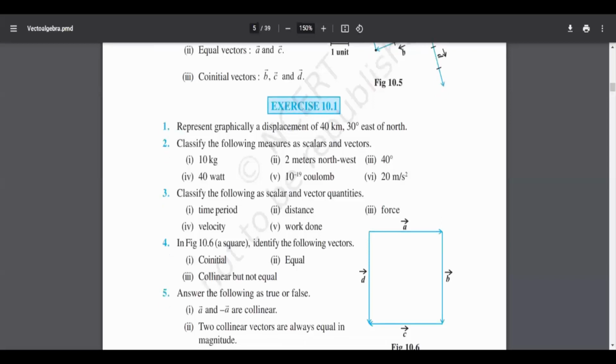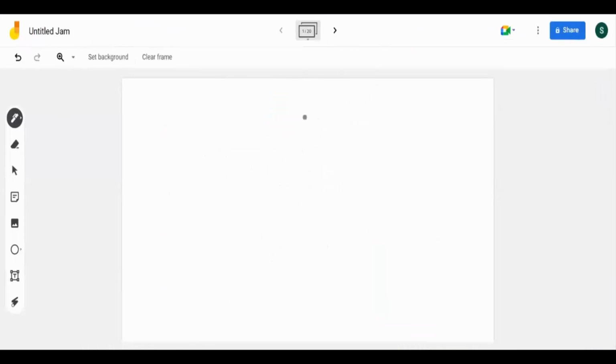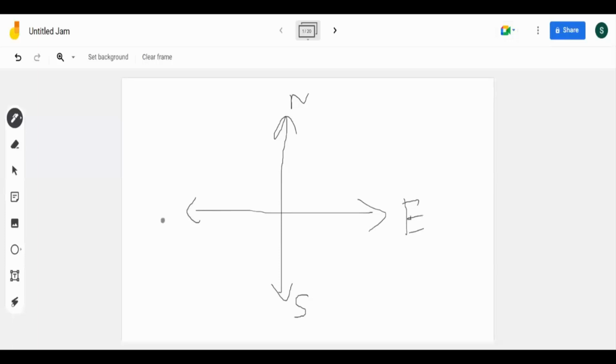Okay. So the first question: represent graphically a displacement of 40 kilometer 30-degree east of north. Okay. So let us start. Let me make the direction coordinates. Like this is north, this is south, this is east, and this is west. So what we know about our vector is displacement is a vector. Okay. And the magnitude of displacement is given to us, 40 kilometer. And the direction is 30-degree east of north. It means we have to move 30 degrees in the direction east from north.